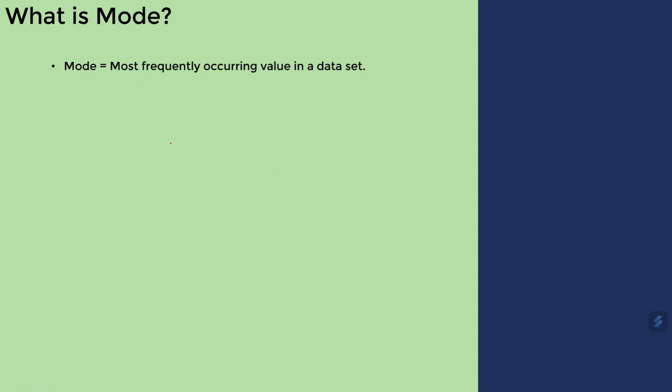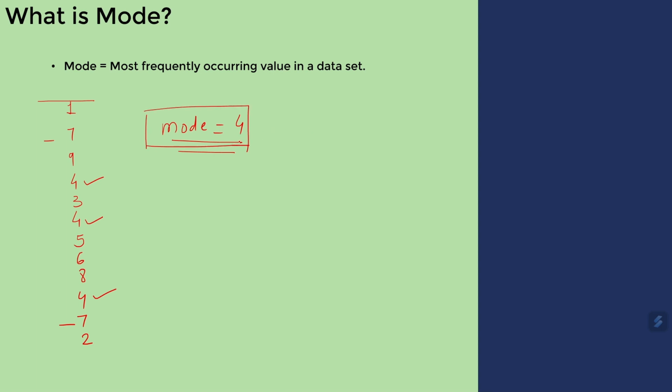Mode, very interesting. Mode is defined as the most frequently occurring value in a data set. We have a data set like this: 1, 7, 9, 4, 3, 4, 5, 6, 8, 4, 7, 2. In this data we can see that 4 is repeating thrice, so our mode in this case is going to be 4. Here 7 is also repeating, but 4 is repeating thrice compared to 7, which is only repeating twice. So 4 is our mode. That's it. Very simple and very easy.